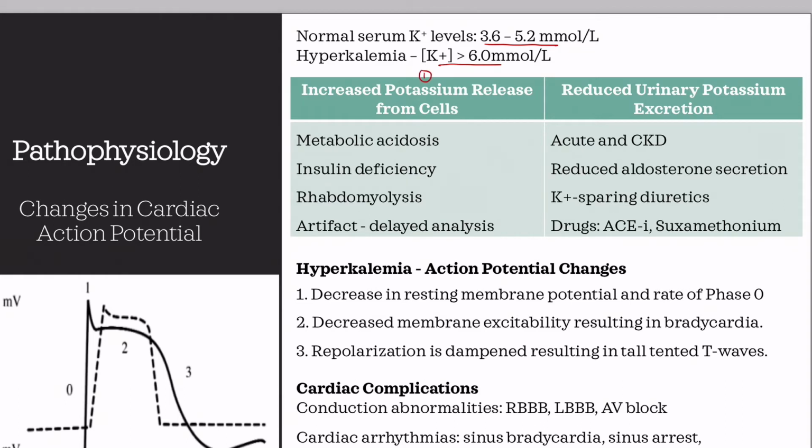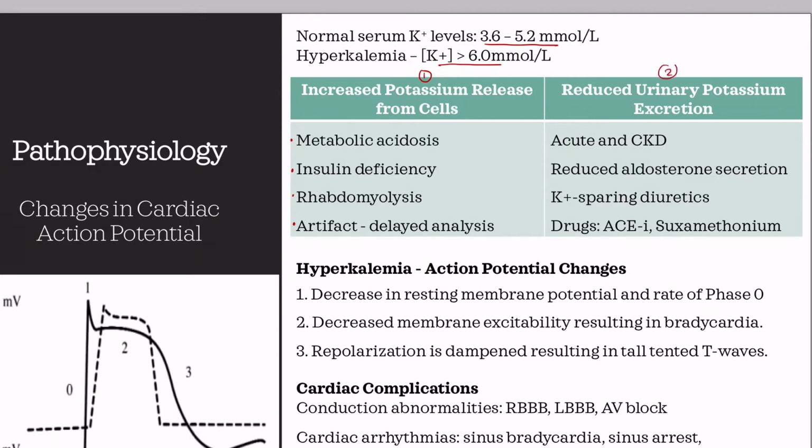The first category is because of increased potassium release from the cells. This occurs in conditions such as metabolic acidosis, insulin deficiency, rhabdomyolysis, or this could just be an artifact because of delayed blood analysis. What occurs is when you collect blood, and if it's not analyzed within a specific period of time, and it's just left sitting, the blood cells start to disintegrate and they leak potassium into the serum, and this gives a false representation of hyperkalemia. In this case, the blood sample has to be repeated.